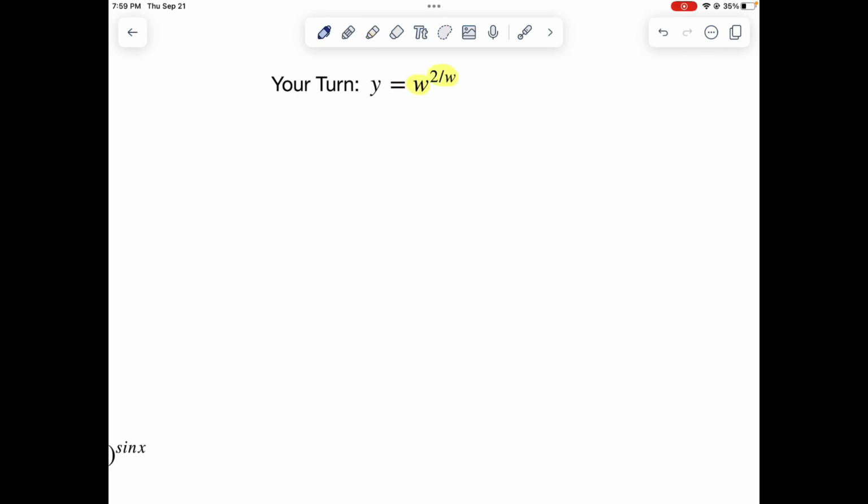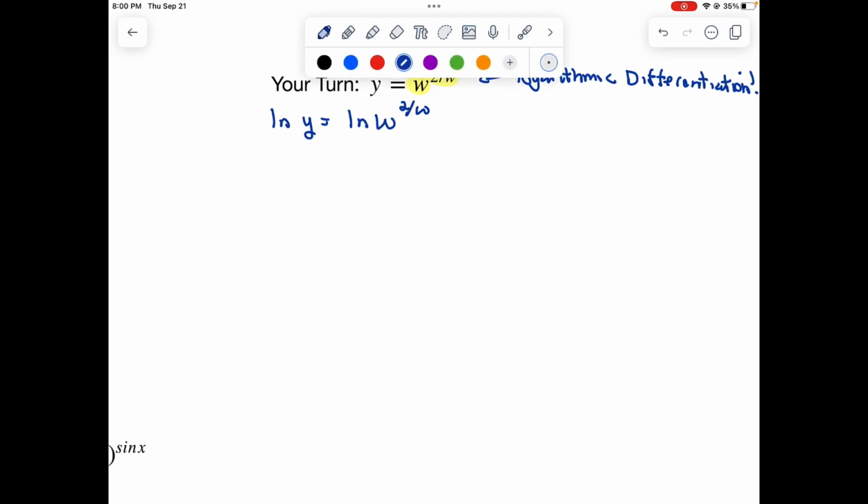So we have a w in the base and a w in the exponent. Since both of them are variable, we're going to do the logarithmic differentiation to solve this problem. What you're going to do is hit both sides with the natural logarithm, and then move the exponent to the front. So I'm going to have the natural log of y is equal to 2 over w times the natural log of w.